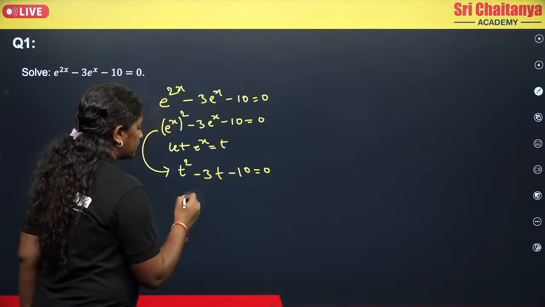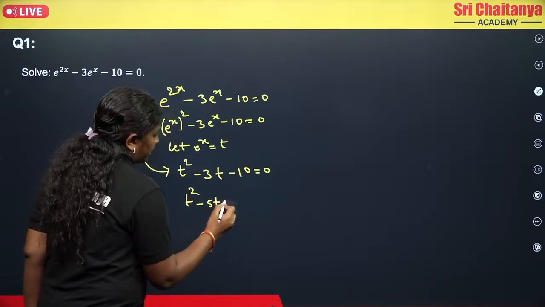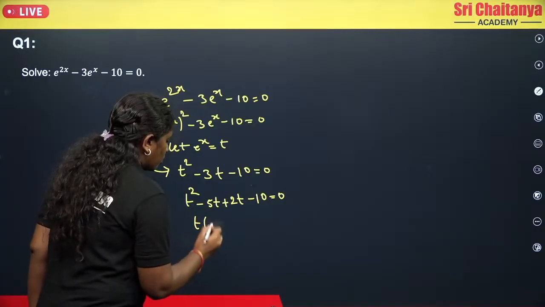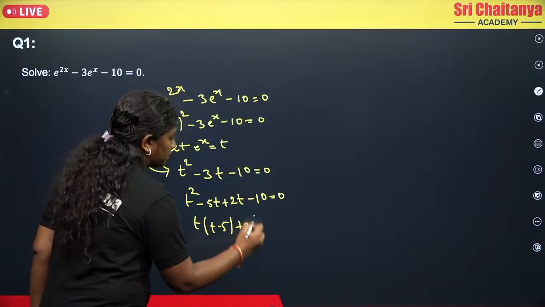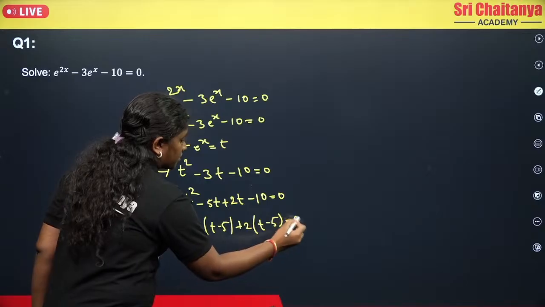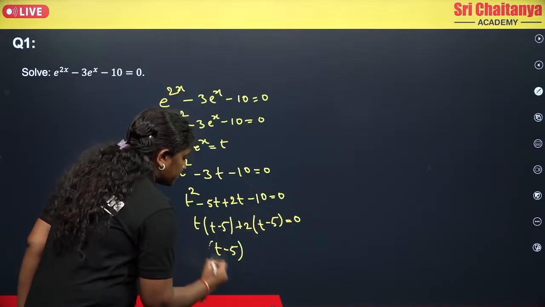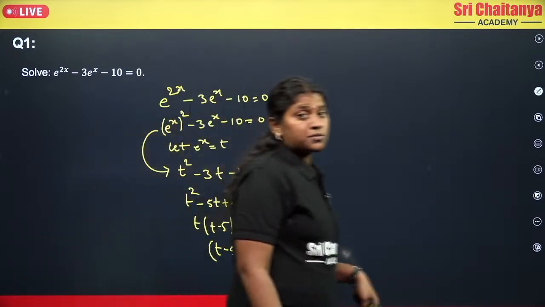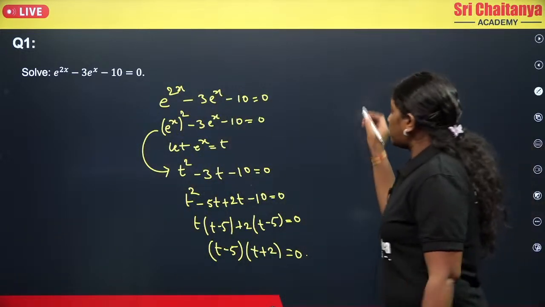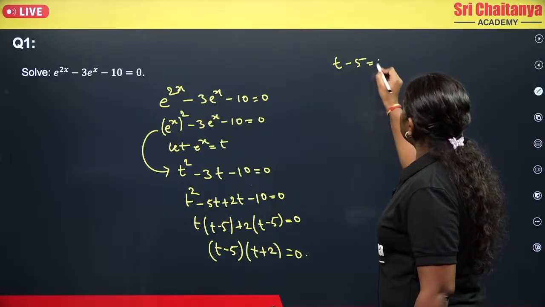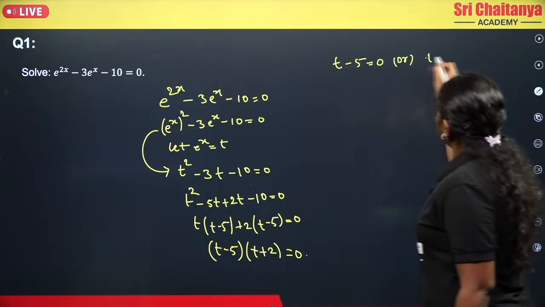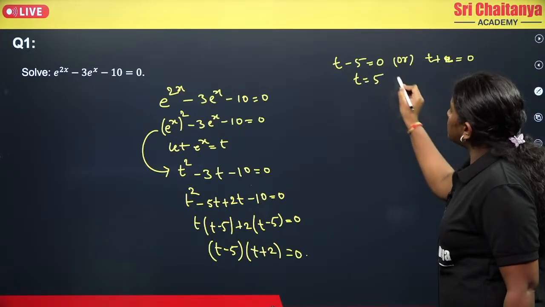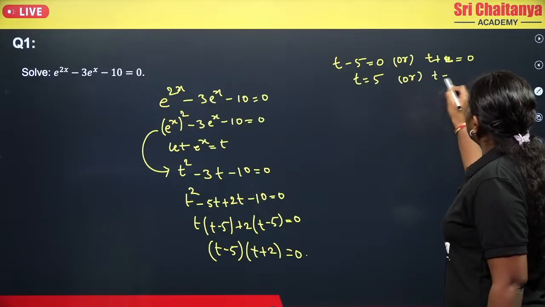Now using splitting the middle term, you can write it as t square minus 5t plus 2t minus 10 equals 0. Taking t common, t minus 5, and plus 2 common, t minus 5 equals 0. So it becomes t minus 5 into t plus 2 equals 0. From this, what are the two possible values of e to the power x? Here t minus 5 equals 0 or t plus 2 equals 0, so t equals 5 or t equals minus 2.